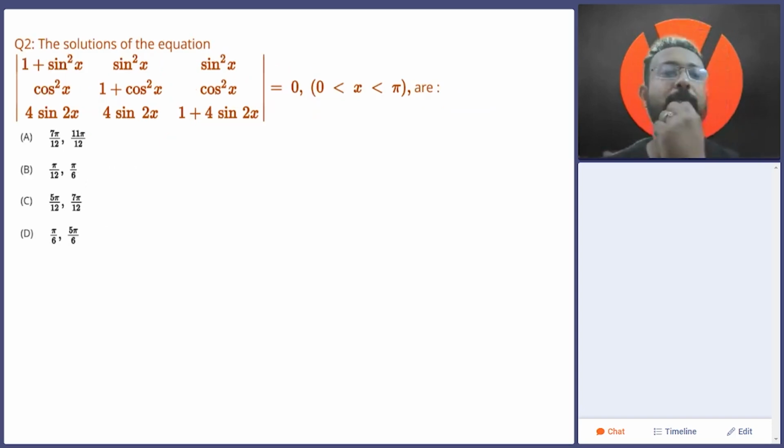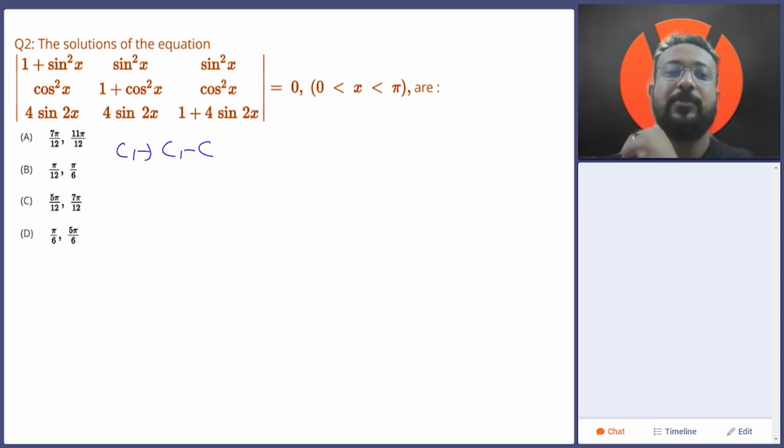So sir, what can we do for subtraction and all? 1 plus sine square I can see here, cos square I can see here. And then one more sine square here, sine square here. What can we do? Should we do C1 to C1 minus C2?